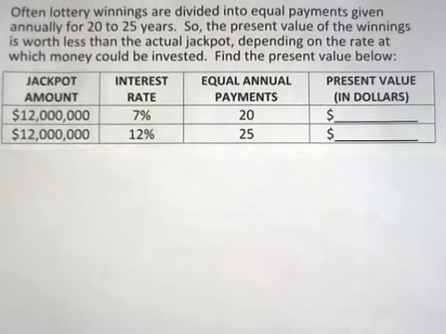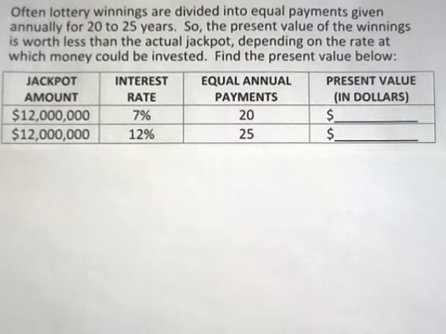Often lottery winnings are divided into equal payments given annually for 20 to 25 years. So the present value of the winnings is worth less than the actual jackpot, depending on the rate at which the money can be invested. Find the present value below.